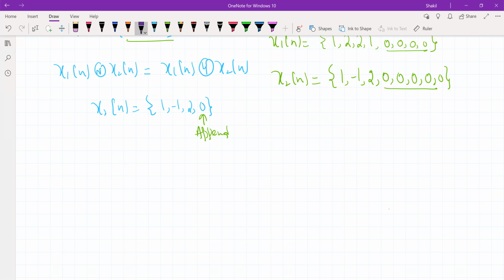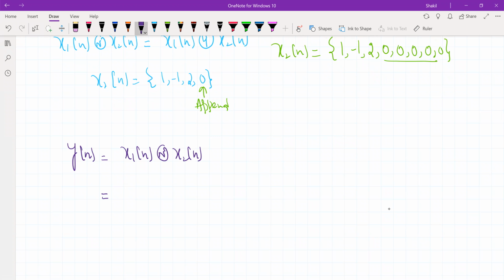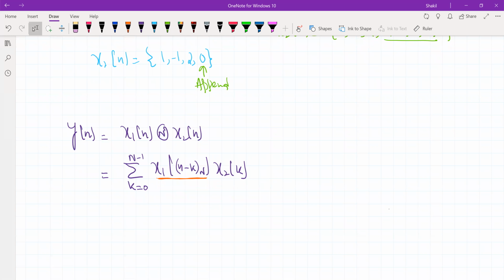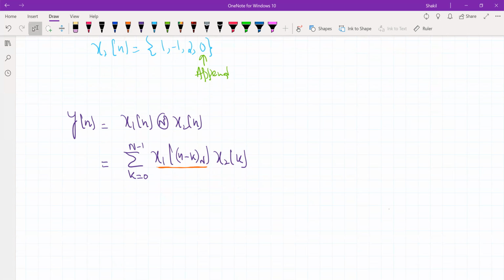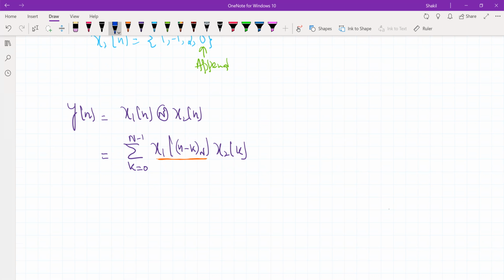All right. Now the definition of the circular convolution: the N-point circular convolution between x1 of n and x2 of n is given by summation, k running from 0 to N minus 1, x1 of n minus k and x2 of k. Now what is this? This is the circular shift of x1 of n. So central to the circular convolution is circular shift. That's why we learned circular shift in the earlier class.